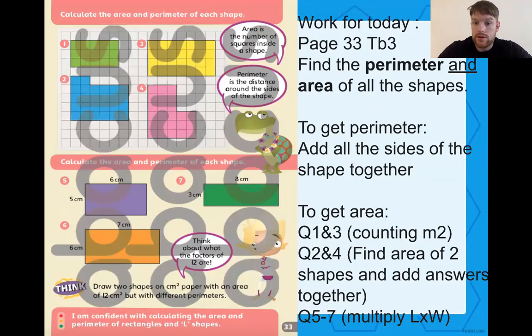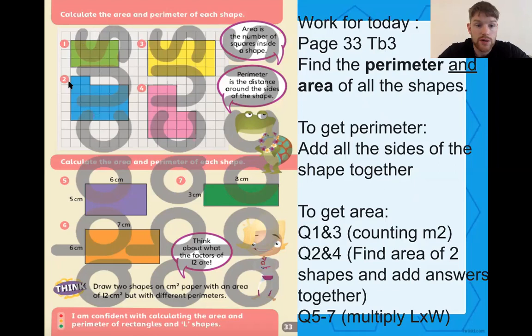So work for today, page 33, textbook 3, you need to find both the perimeter and the area of all of these shapes. So to get the perimeter, you add all the sides of the shape together. Remember, add all of the sides of the shape together. So some shapes will have more sides than the other. For example, question 1 here, it's a regular rectangle, so it's just going to have 1, 2, 3, 4 sides. You just add up those 4 sides together and you get the perimeter.